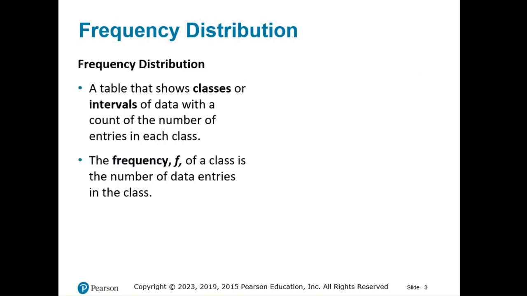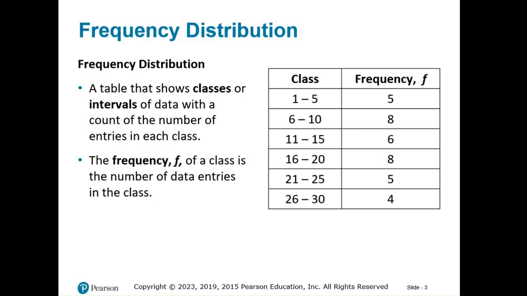A frequency distribution is a table that shows classes or intervals of data with a count of the number of entries in each class. In some textbooks, you'll see classes referred to as bins. The frequency is denoted with the lowercase f. The frequency of a class is the number of data entries in the class. Here's an example of a frequency distribution. Examples are usually easier to understand when there's some type of context, right? So let's say this frequency distribution is cataloging the popularity of raffle ticket prizes at a carnival.